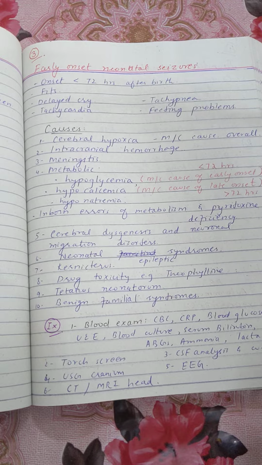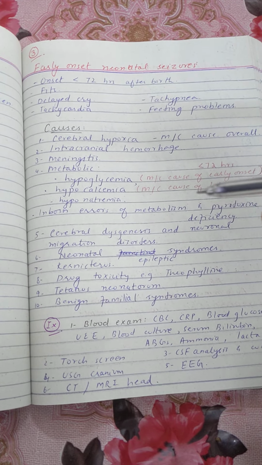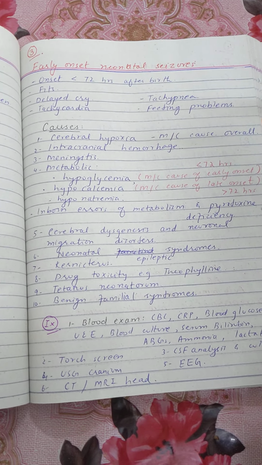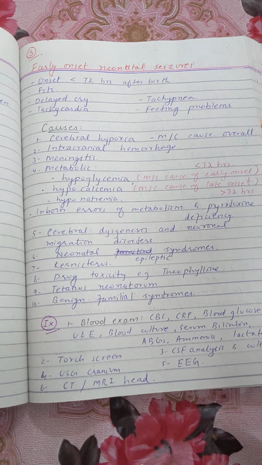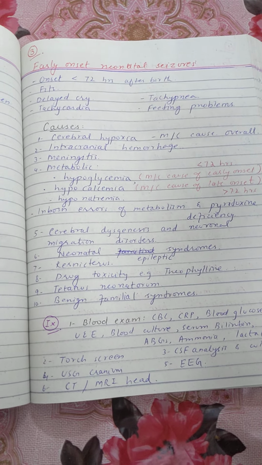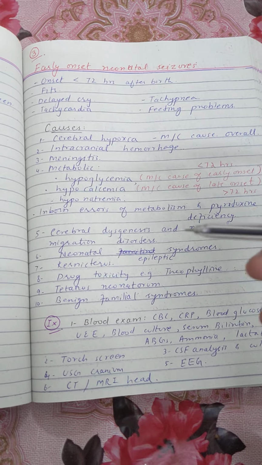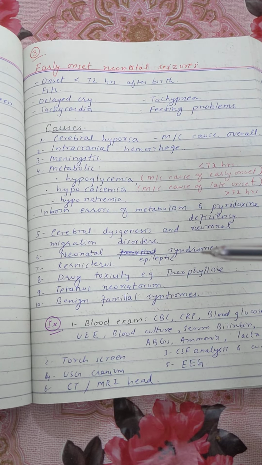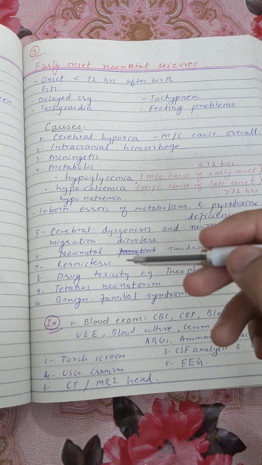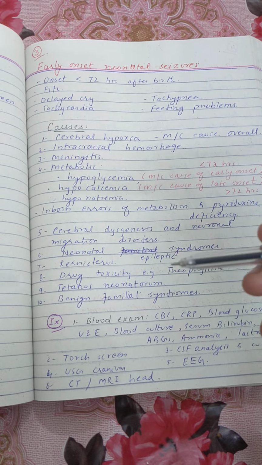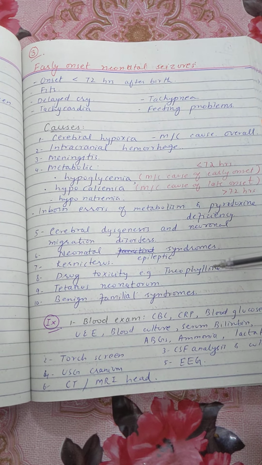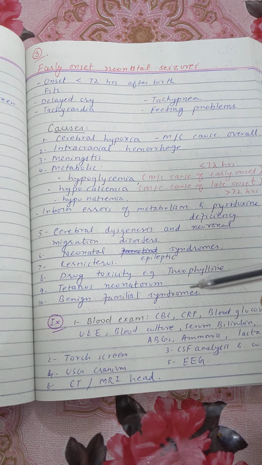Okay, so there can also be certain inborn errors of metabolism and pyridoxine deficiency. So we're just learning the important causes of early onset neonatal seizures. And then cerebral dysgenesis and neuronal migration disorders, neonatal epileptic syndromes, Kernicterus or cerebral jaundice, drug toxicity, for example theophylline, tetanus neonatorum, and benign familial syndromes.